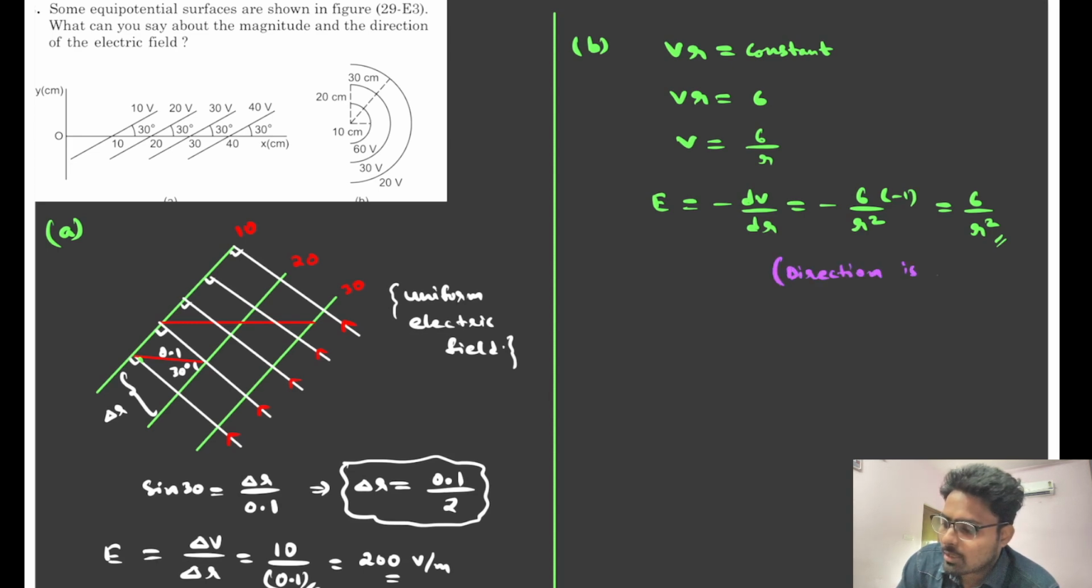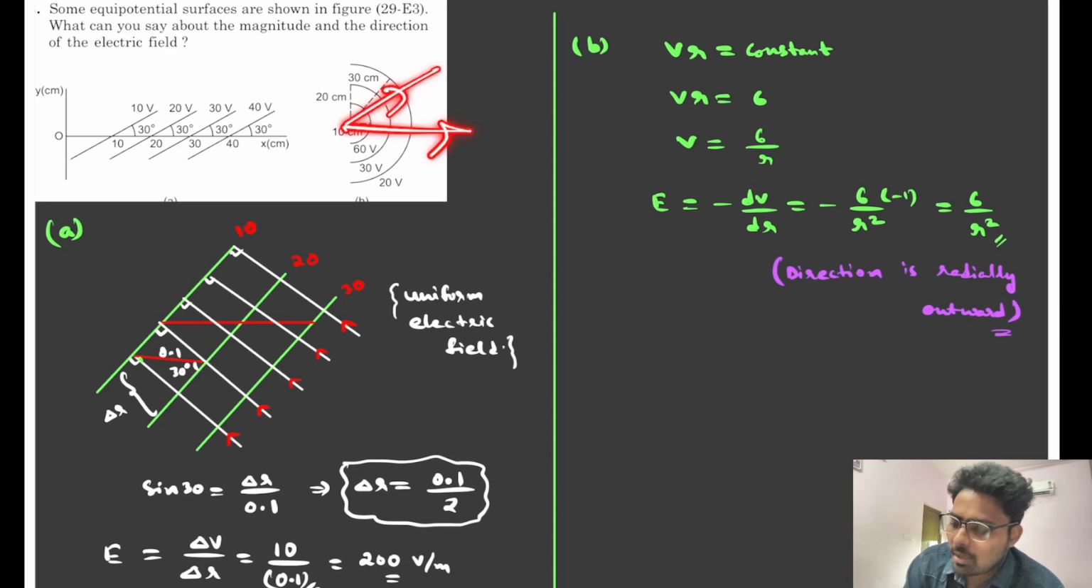Direction is what? Direction is radially outward. Why? Because the potential is decreasing in that manner only. So therefore the field lines will be like, what's that? The magnitude is 6 by r square, and the direction is radially outward. Okay, so I hope this is also clear.